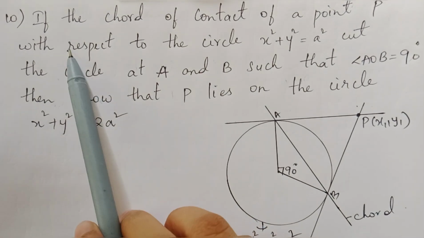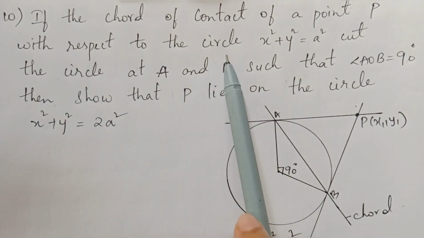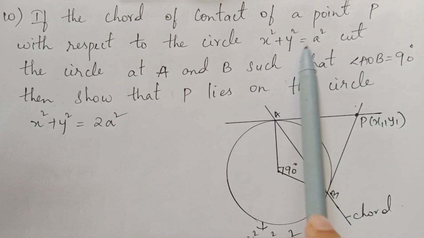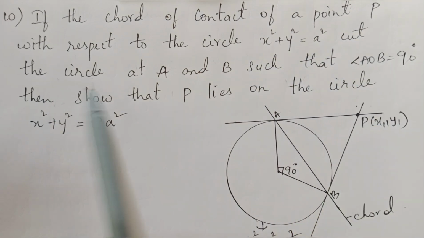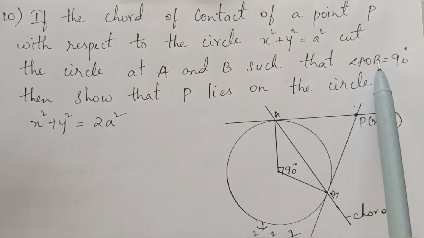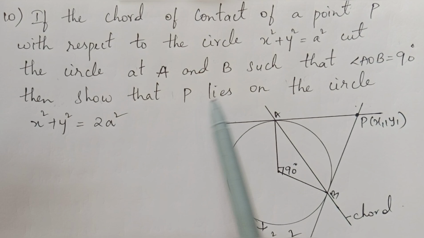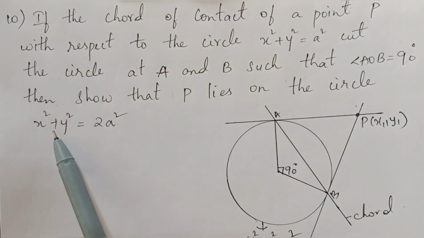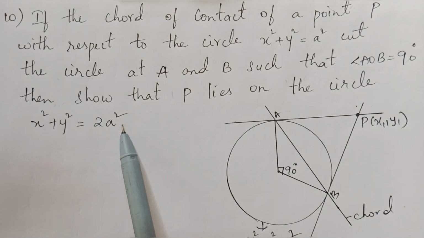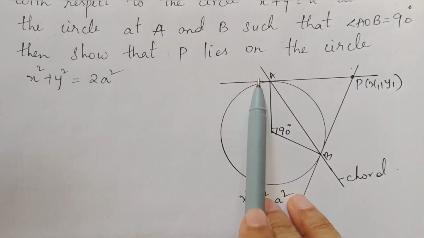So our 10th question is, if the chord of contact of a point P with respect to the circle x square plus y square equals a square cuts the circle at A and B such that the angle AOB is equal to 90 degrees, then show that P lies on the circle x square plus y square equals 2a square. So here this is the chord of contact.